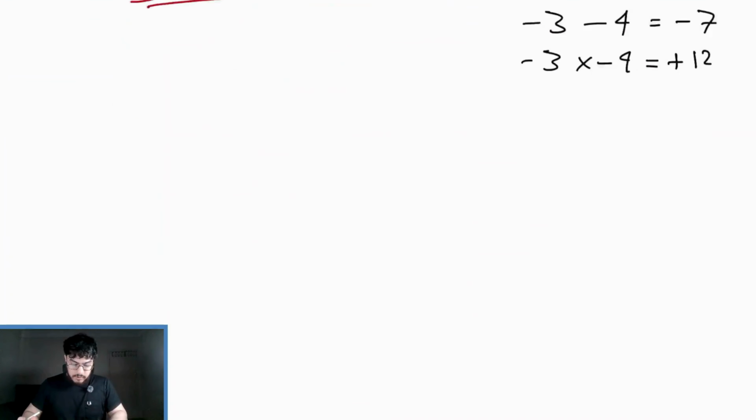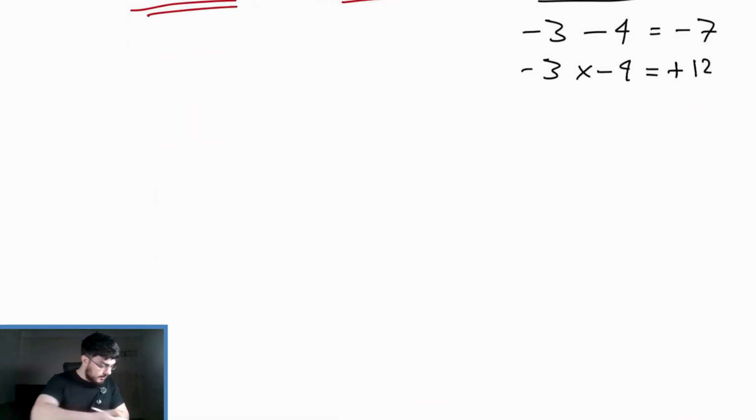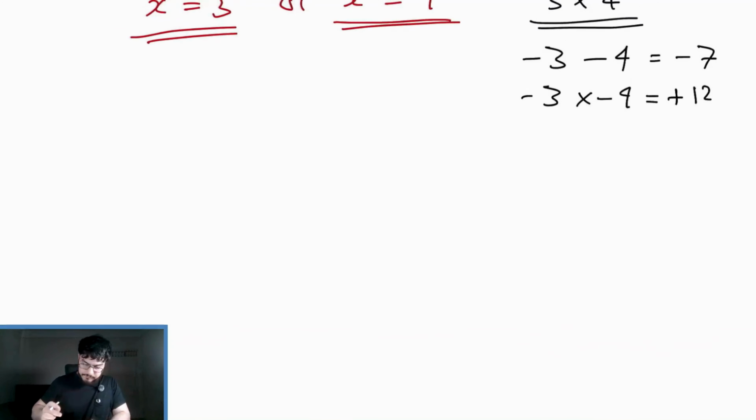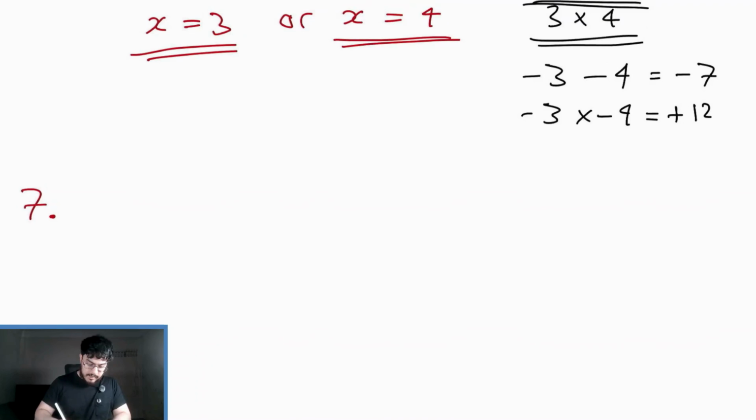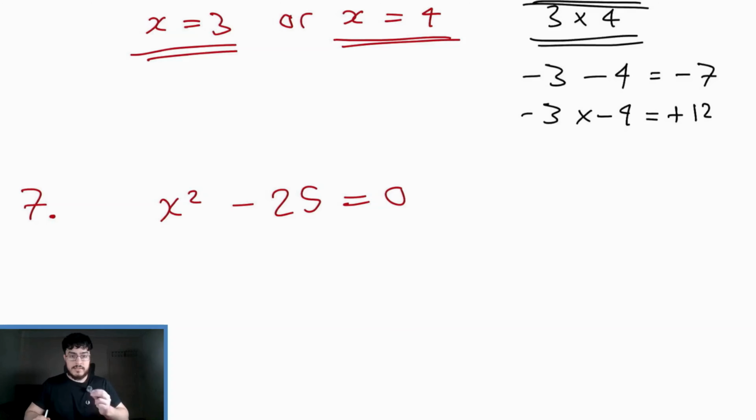Brilliant. So moving on then, example 7. We have x squared minus 25 is equal to 0. So let's think about this. It's a quadratic because it has an x squared term. And it's in the form that we want because it's equal to 0. There's nothing in front of the x squared.